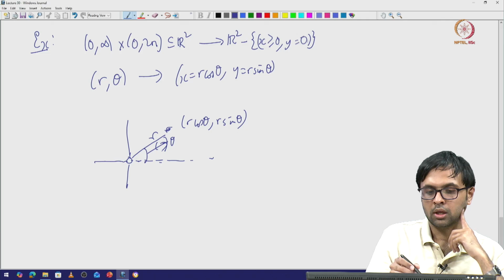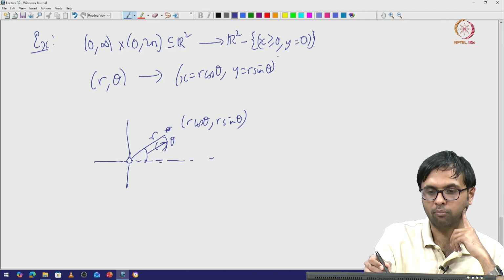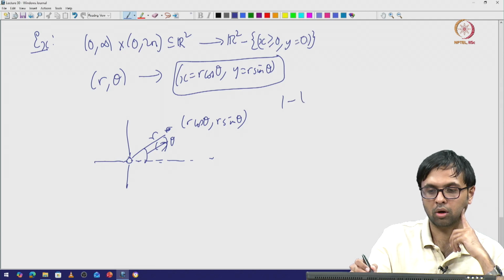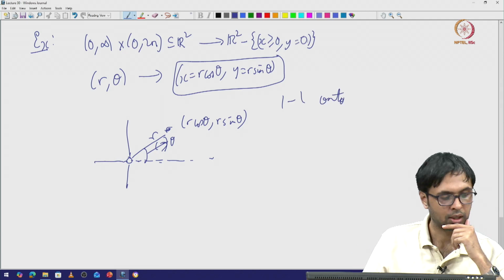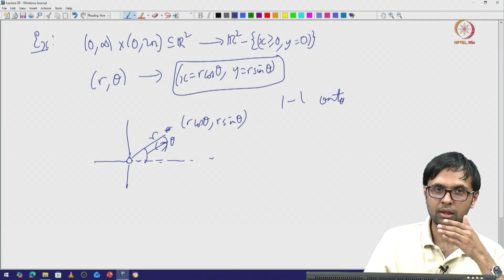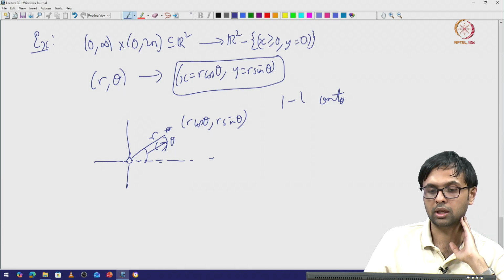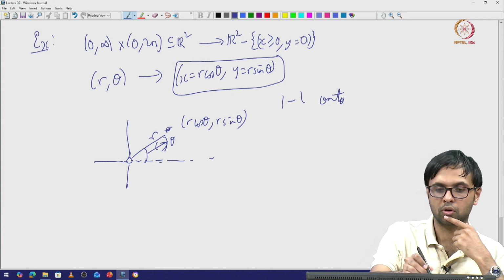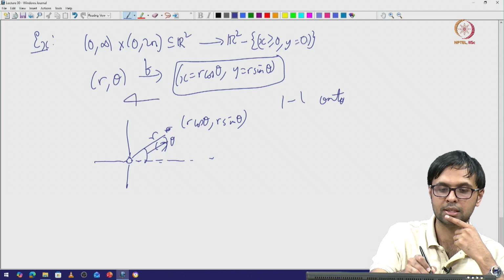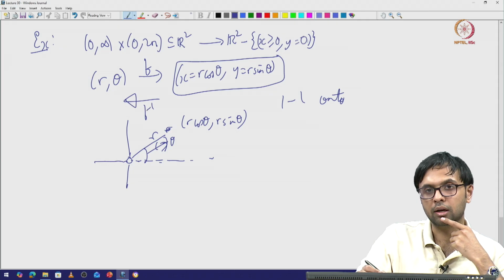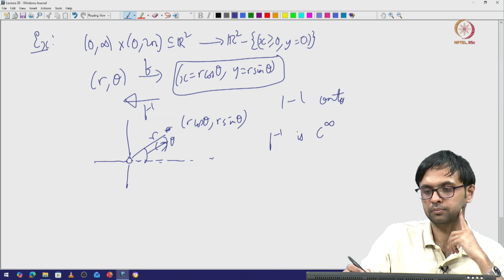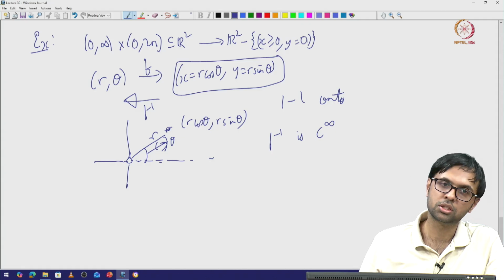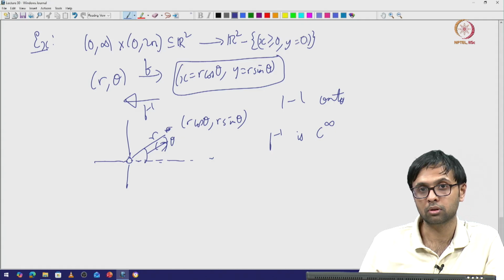Obviously it is 1 to 1 and onto this set. This is easy to see, you can see this explicitly. If you give me x and y, you can determine r and theta uniquely. So, if you call this map f, f inverse exists. In this particular case, you can write a formula for f inverse, and conclude that f inverse is smooth. But actually, there is a much simpler way of concluding that f inverse is smooth.